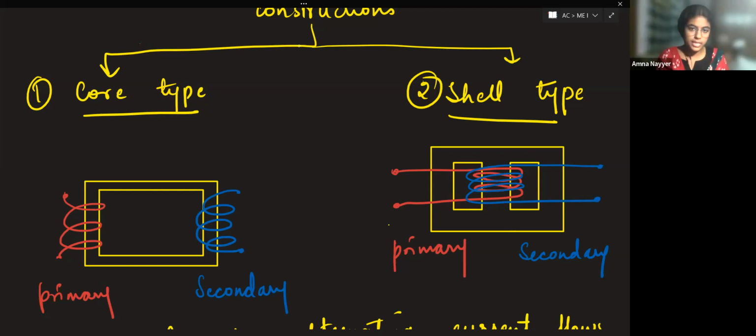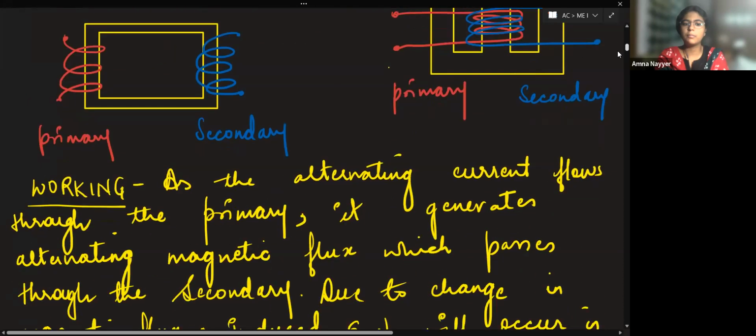So the primary and secondary coils are separated in case of core type. Still induction can be done because we have studied there's no need of contact for both the coils for mutual induction to occur. And for shell type, we have primary and secondary in direct contact with each other. So this is the classification, or the construction, of transformers.